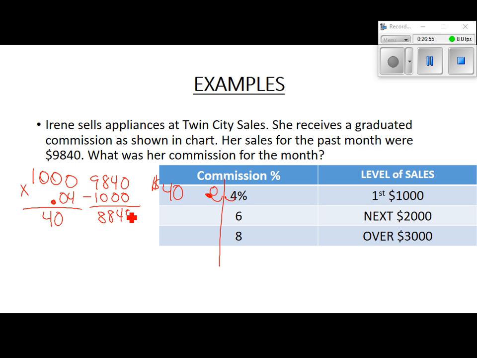Thank you. Does she sell more than 2,000 above that 1,000? Yes. Now here's where you got to be careful again. Are we going to give her 6% times this number? You're going to give her 6% of what? 2,000. So the next thing we do is we take 2,000 times, what's the decimal for 6%? Grab your calculator and help me out. What's 2,000 times 0.06? 120.